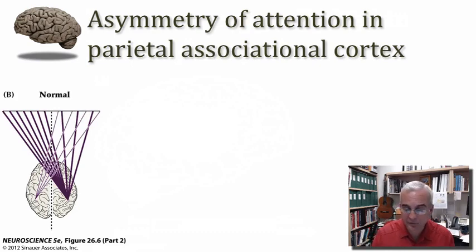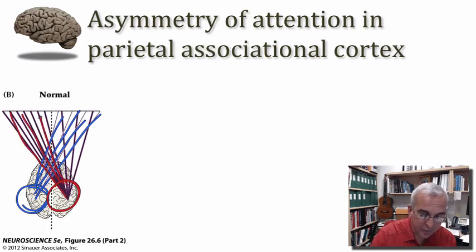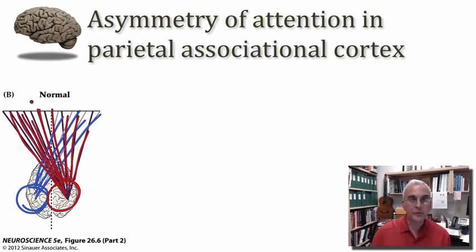And that asymmetry is illustrated with these ray lines that are shown in this illustration from our textbook. Notice that for the left parietal cortex, attention is focused across the midline to the right side of the visual world. However, for the right parietal cortex, attention is distributed throughout the entire visual field. There may be a bias towards the contralateral side, that is, attention may be focused more particularly on the left side of the visual world than the right, but there does seem to be an asymmetry.